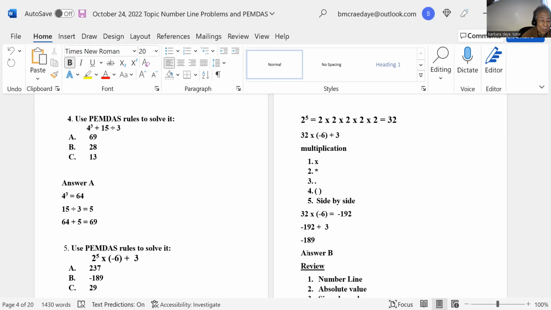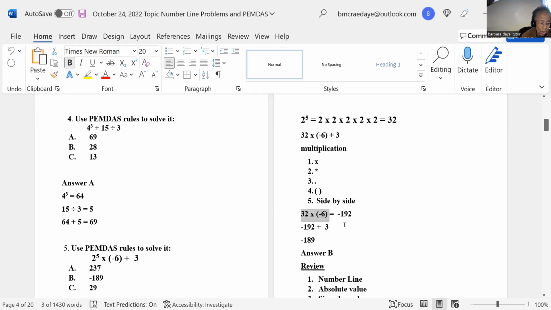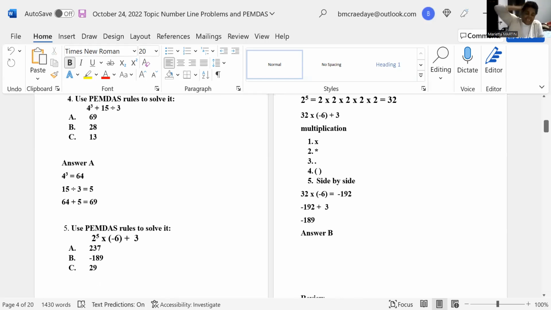Now I said multiplication, you can use the X, you could use an asterisk, you could use the dot, you could use parentheses, or you could use side by side. Now, let's go back up here to this 32 times minus 6, right? Just take that. That's a multiplication, because you took it as an addition.